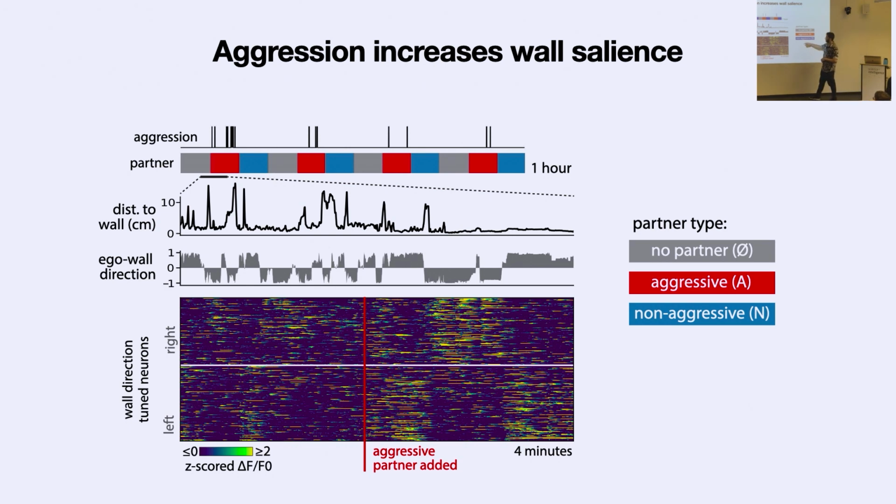And then if you zoom in on one of these instances of attack, you can see that if you sort the neurons into neurons that are active when the wall is on one side versus on the other side, the coherence and strength of that signal for the wall direction becomes much stronger and more pronounced after the mouse has been attacked. You can also see that the mouse at that point stays slightly closer to the wall and persists for longer periods with the wall being on either the left or the right.